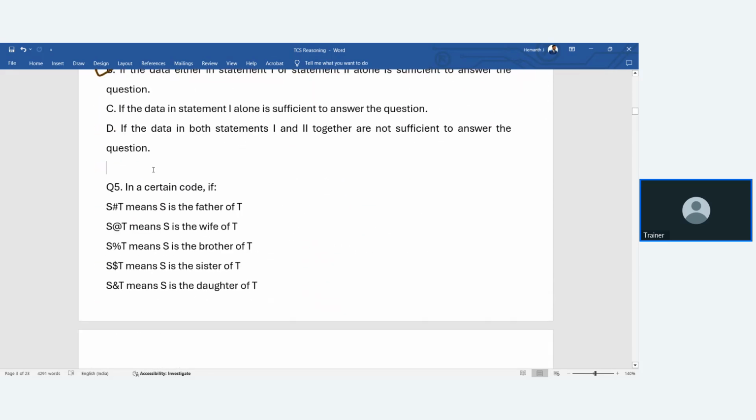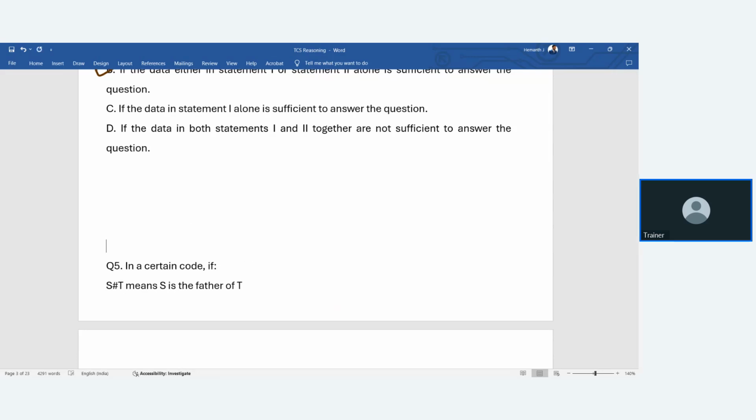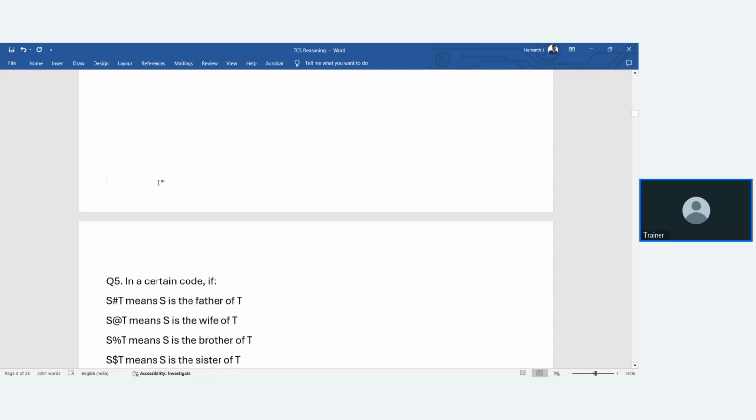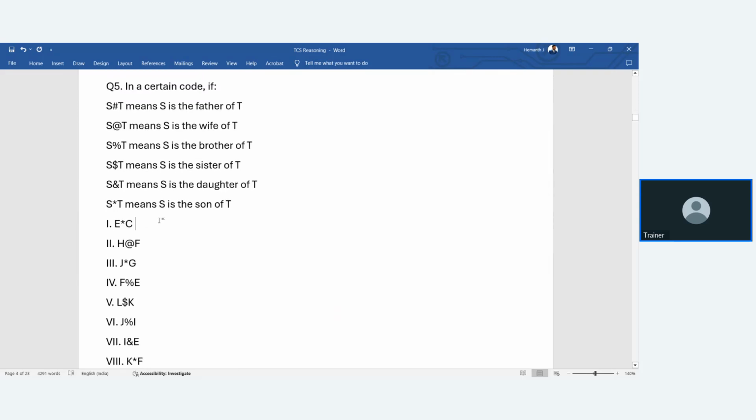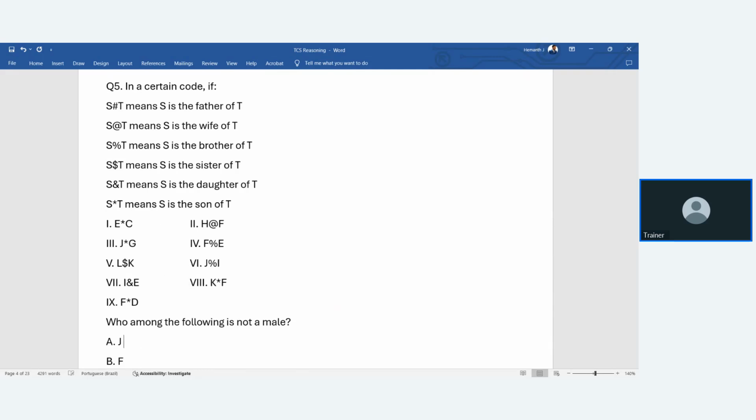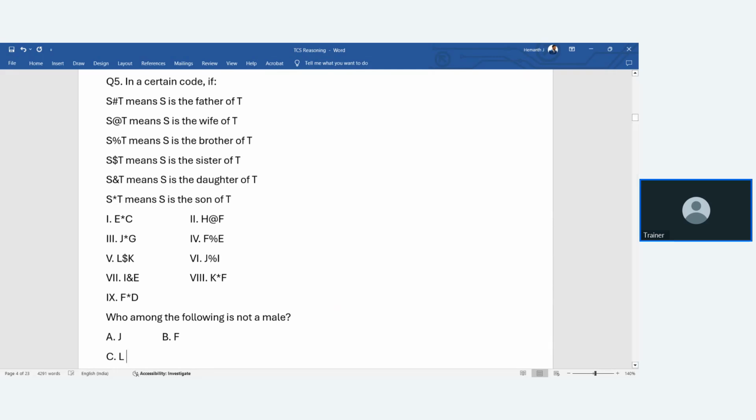Blood relations. Now question, they given a lot of data. Finally, what is the question is? Who among the following is not a male? Who among the following is not a male? Right. Now in question E star C, E is son of C.